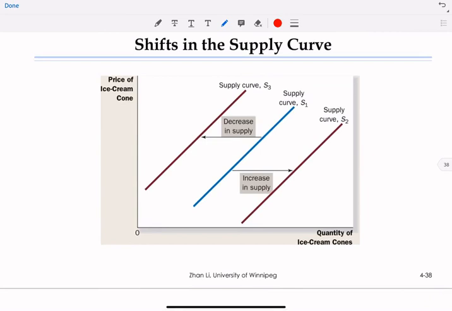Now, you can see that in this case, if you shift the supply curve to the right, you're increasing your supply, right? This is somewhat confusing because you can see that supply curve S2 is lower compared with supply curve S1, right? It seems as if you have lower supply on supply curve S2. It's not the case, right? S2 has higher supply. Why?